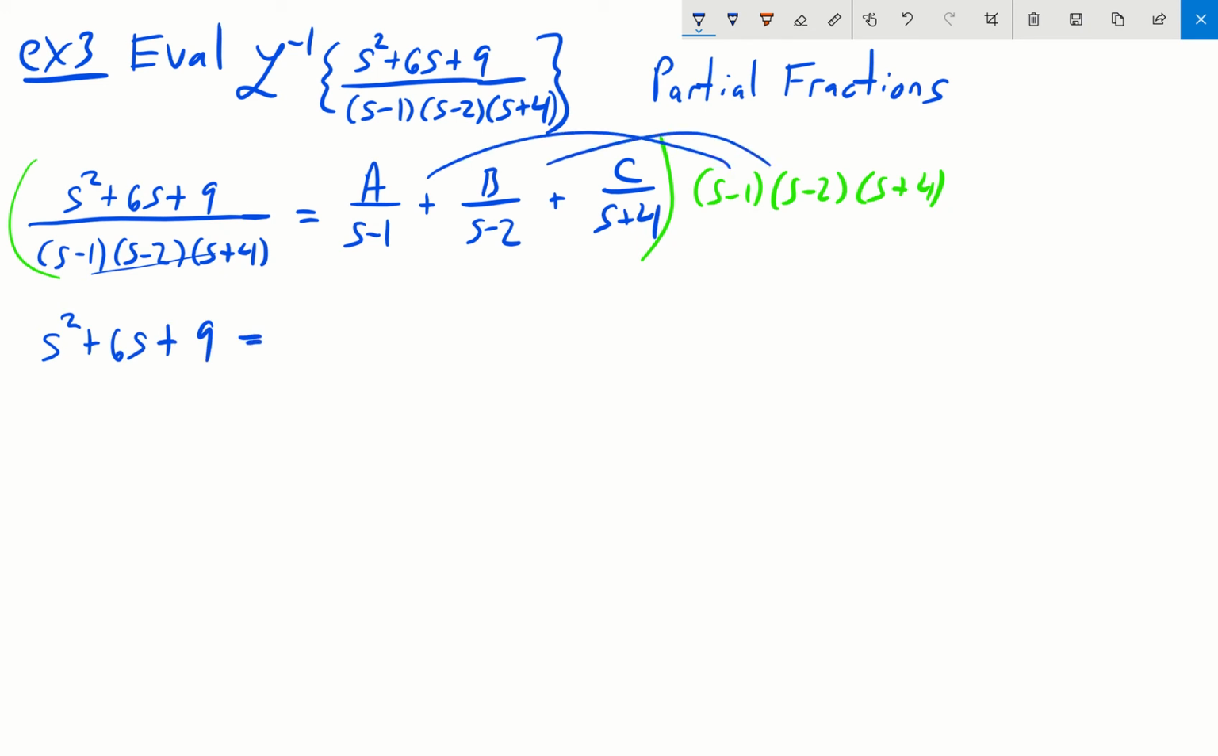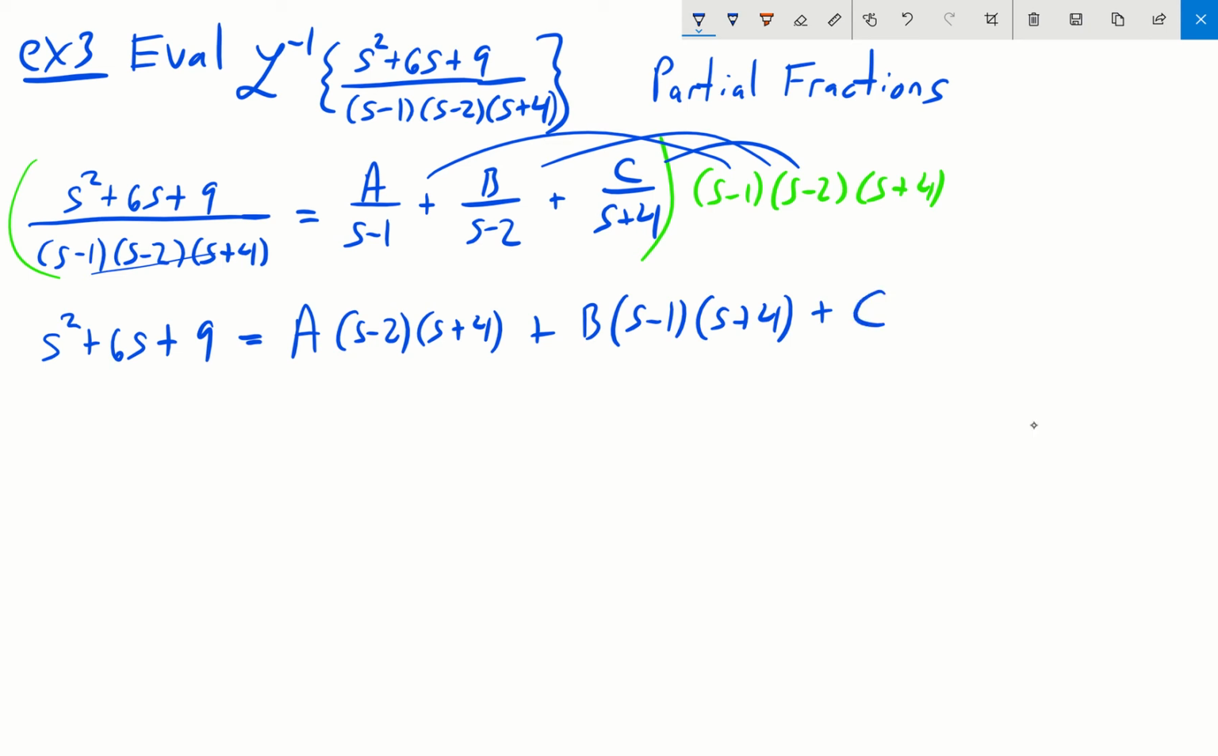and now you would take turns distributing it into each of the terms here. When you distribute it to the first term, the s minus 1's would cancel, and that's going to leave us with A times s minus 2 times s plus 4. Plus, when we distribute it to this term, the s minus 2's cancel, and so we get B times s minus 1 times s plus 4. And we distribute it into the last term, the s plus 4's cancel, and we get C times s minus 1 times s minus 2.